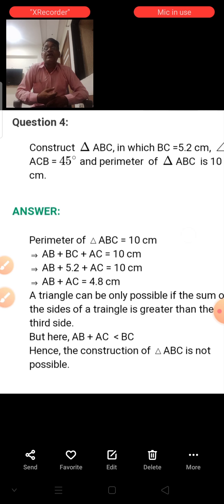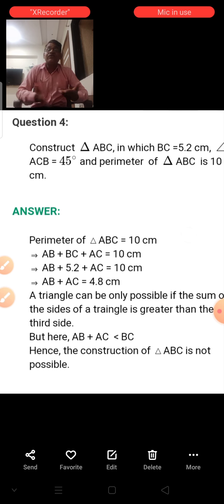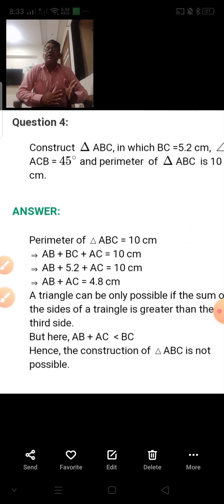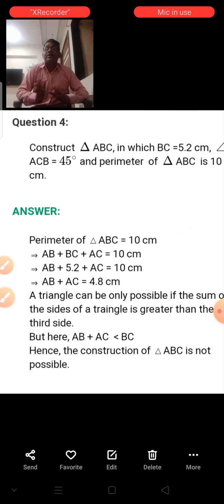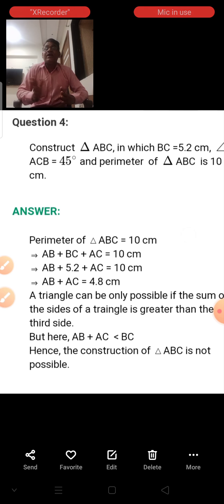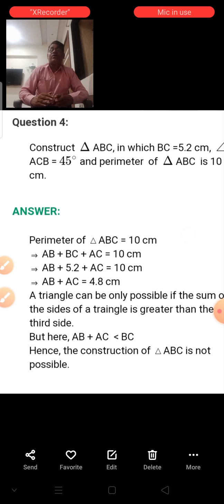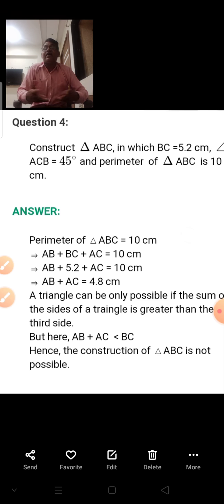Okay, 4.8 centimeter. But you already know that the addition of any two sides of a triangle is always greater than the third side. But here you see AB plus AC is equal to 4.8. It is not greater than 5.2. Okay, the third side is 5.2, but AB plus AC is only 4.8. It is not greater than 5.2. So this type of triangle we can't draw.